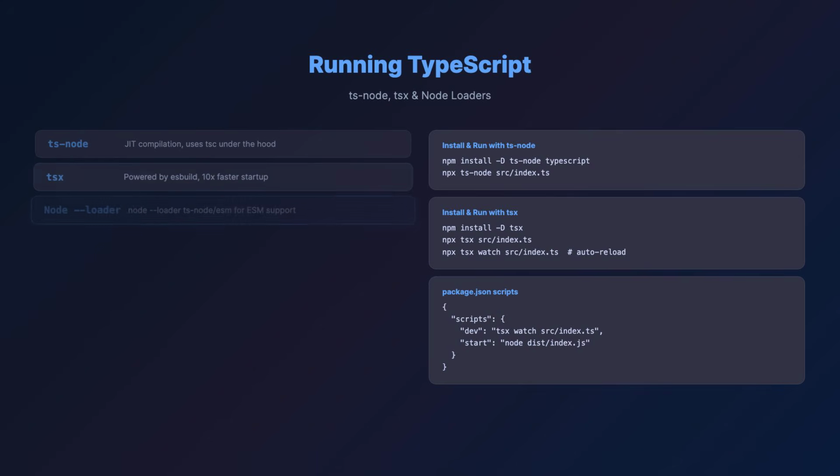For ES module projects, ts-node needs extra configuration. You have to use node --loader ts-node/esm. tsx handles ESM natively, no extra flags needed. For development, tsx is the clear winner. Fast startup, watch mode, ESM support out of the box. Add it to your package.json scripts. dev: tsx watch src/index.ts, start: node dist/index.js for production.